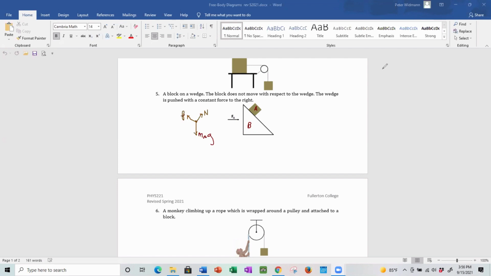Yes. Okay. Do you mind writing it while I tell you what to do? Not at all. So here's B. Great. So there would be mg, the weight, down. Okay, then there would be the force acting on B towards the right. So that's the applied force, FA.